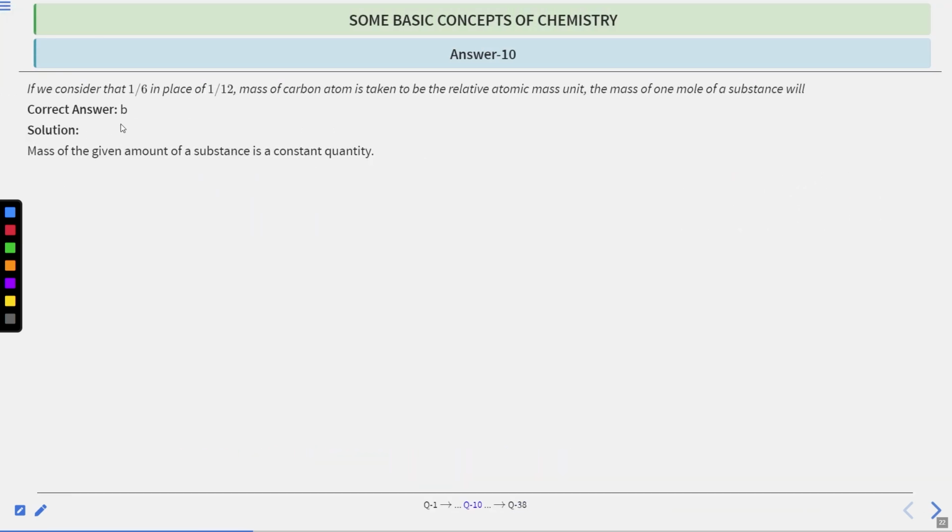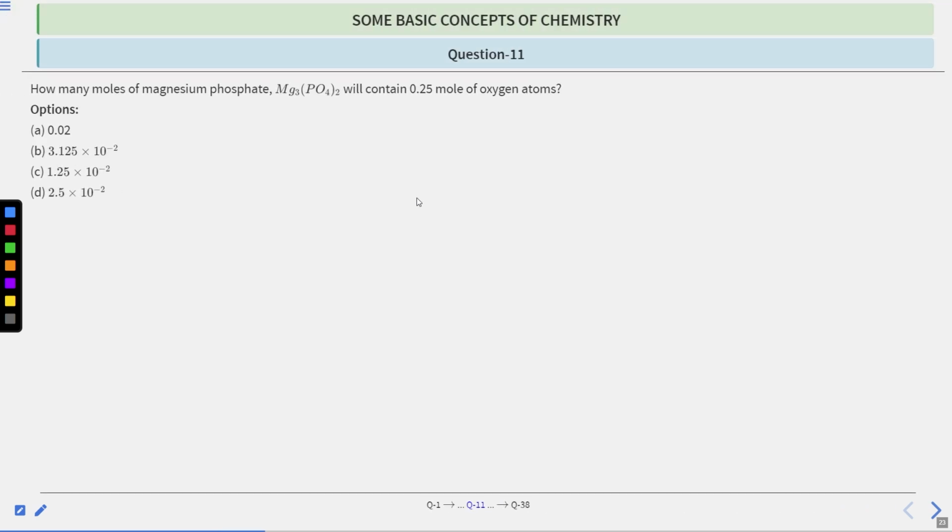Okay, so the correct option will be B. That is, the mass of the given amount of a substance is a constant quantity, hence it will remain unchanged. Okay. Moving on to our question 11.